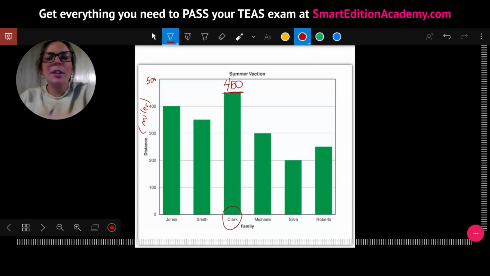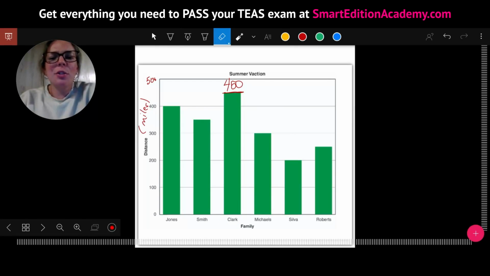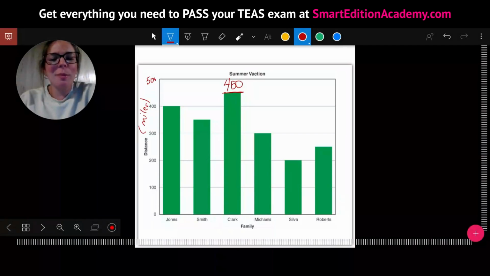Okay, who stayed the closest to home? So go ahead and drop in the chat if you think you can tell based off of this graph which family stayed the closest to home. And then if you can also figure out what that distance was, we'll say it's in miles, go ahead and drop that in the chat as well.